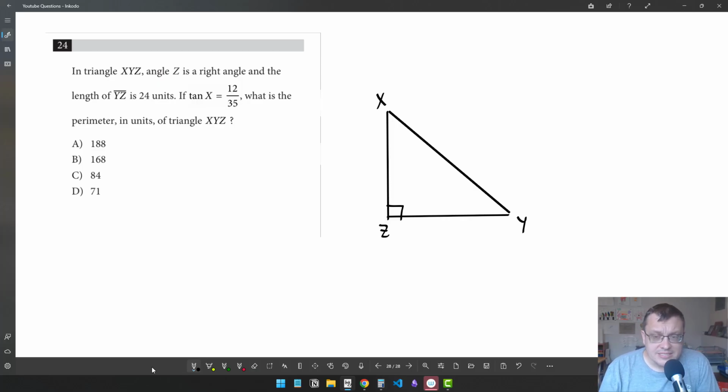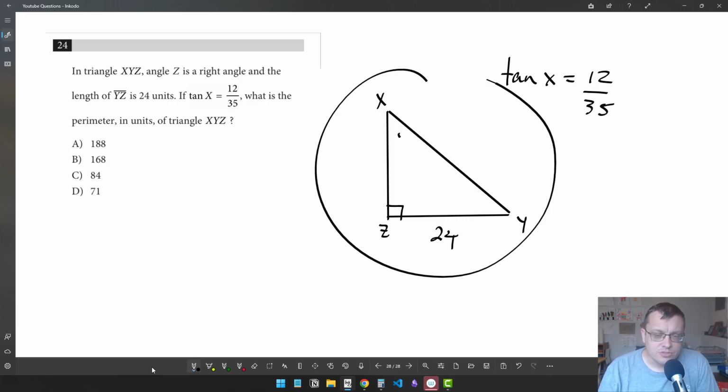The length of YZ is 24. So tan of X is 12 over 35. What is the perimeter of this triangle?